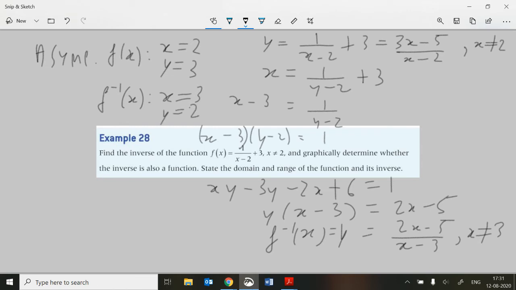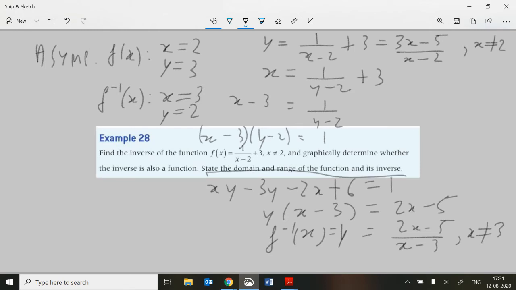And you can see, again, just as with the domain and the range being flicked around, also the asymptotes are flicked around as well. So x is equal to 2 and y is equal to 3 becomes x is equal to 3 and y is equal to 2. Okay, well, that's just a little extra. But it does say graphically determine whether the inverse is also a function. Well, we'll do that in a second.